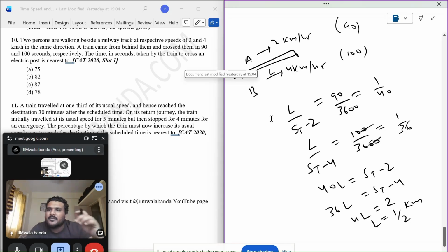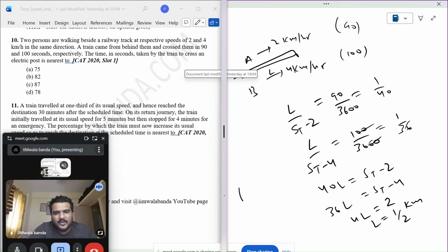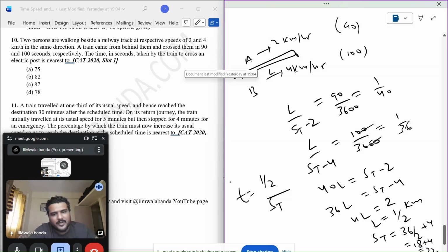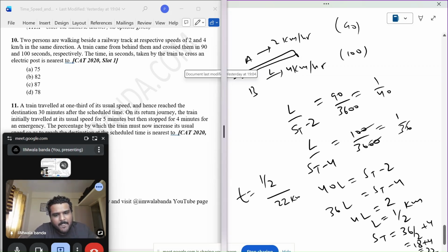the time to cross the electric pole. So time will be length upon speed of train. So I need to find the speed of the train also. Speed of train is 36 into L plus 4, or 18 plus 4, or 22 kilometers per hour. So this is 22 kilometers per hour and this is kilometers. So time will be 1 by 44 hours.